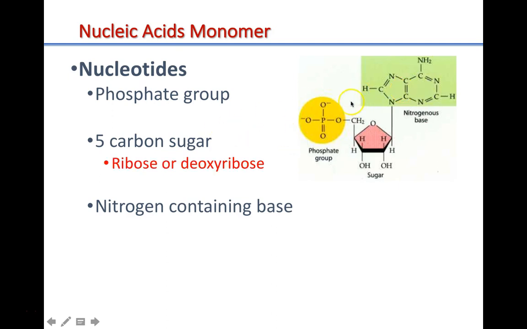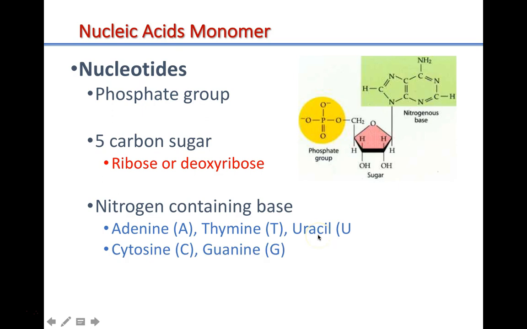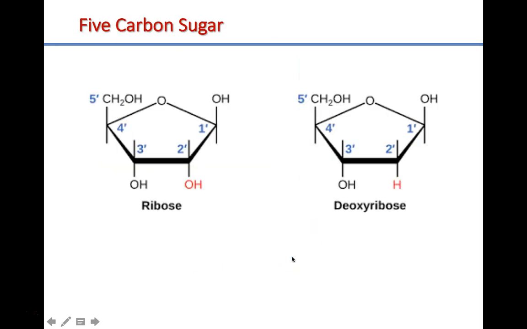We're not going to talk too much about the phosphate group, but with that 5-carbon sugar, we can either have ribose or deoxyribose, and we'll talk about them. And with our nitrogen-containing base, there are essentially 5 bases we'll discuss: adenine, thymine, and uracil, and then also cytosine and guanine. I'll tell you how they pair up in just a second.